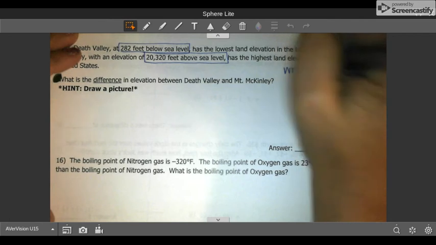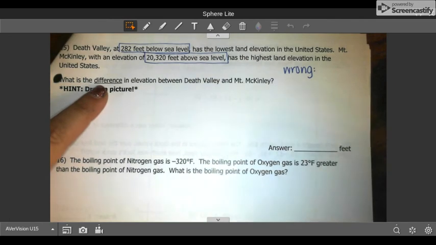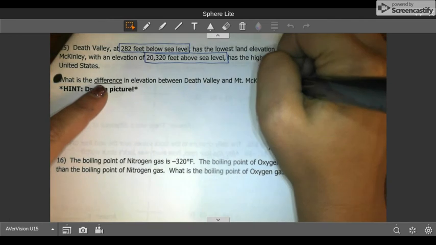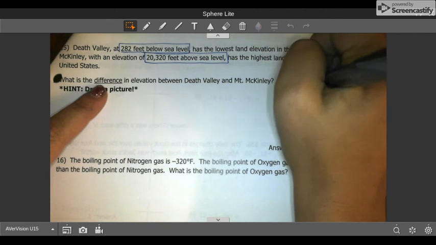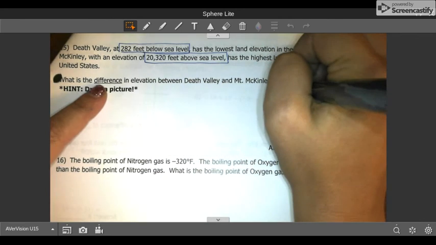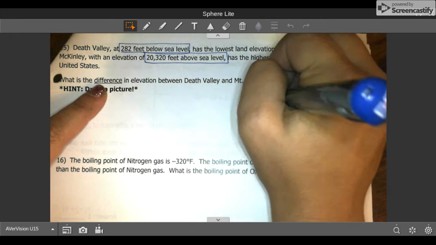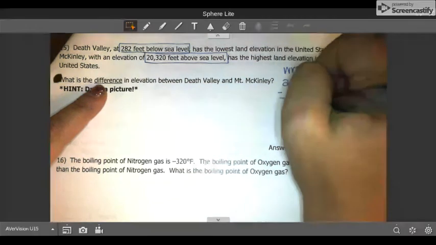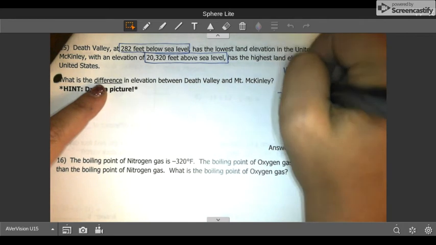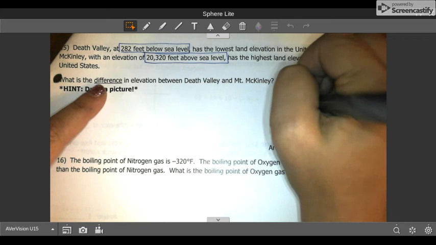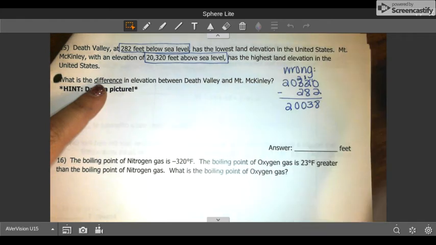Now, what people want to do, and this is the wrong way, is people see that we're going to find the difference and they start subtracting the numbers from the problem. And they arrive at the answer, I don't know, something like that.